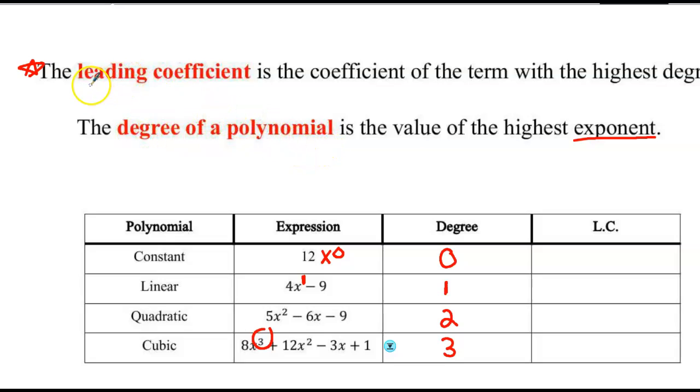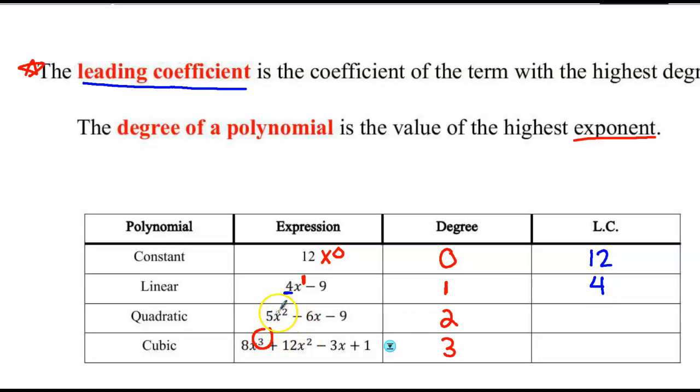When we're speaking on leading coefficient, it's the number in front of that term with the highest degree. So that would be on this one just a 12 because there's nothing else there. All right, continuing there. For the leading coefficient of this linear function or linear expression, notice that I'm looking at the coefficient in front, so that would be a 4.